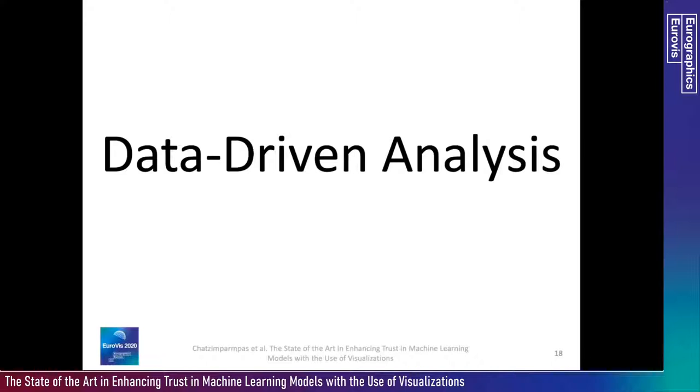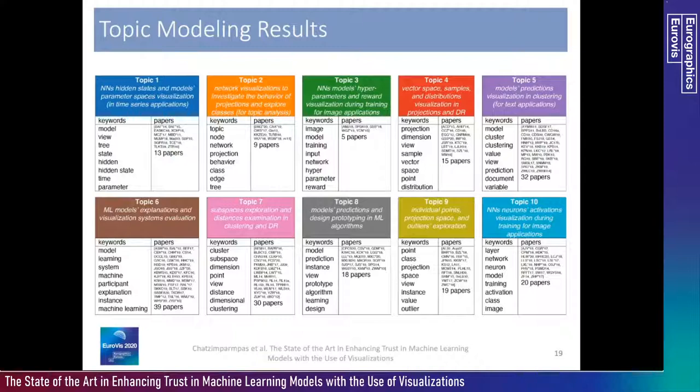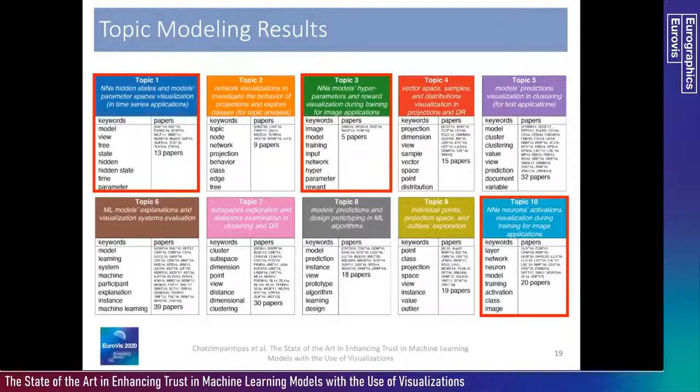This extensive data-driven analysis confirmed our manual categorization that we have just shown. In detail, for our first analysis, we used topic modeling with latent Dirichlet allocation to extract the top 8 key terms from the full text of the papers and then assign them into 10 different topics. From those key terms, we then manually labeled the topics.